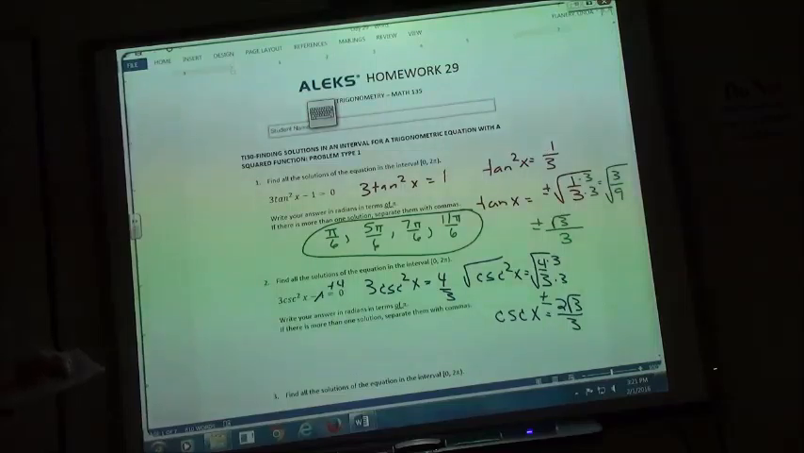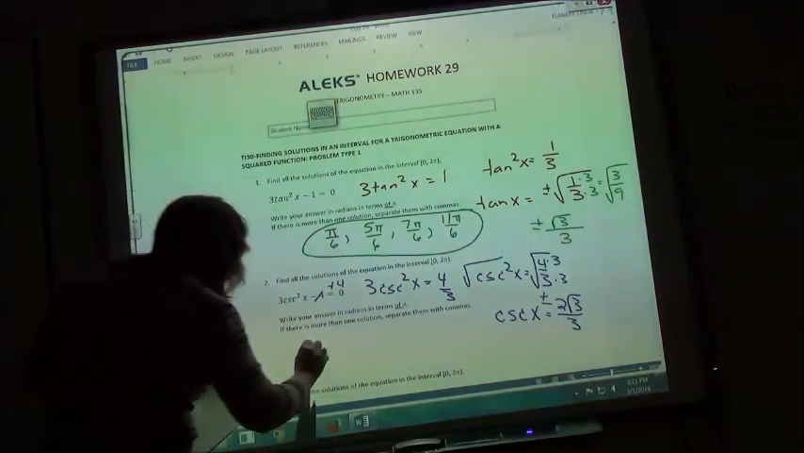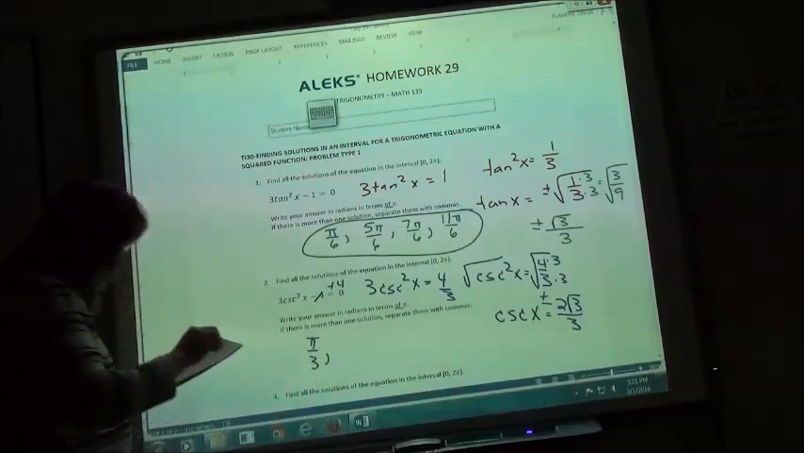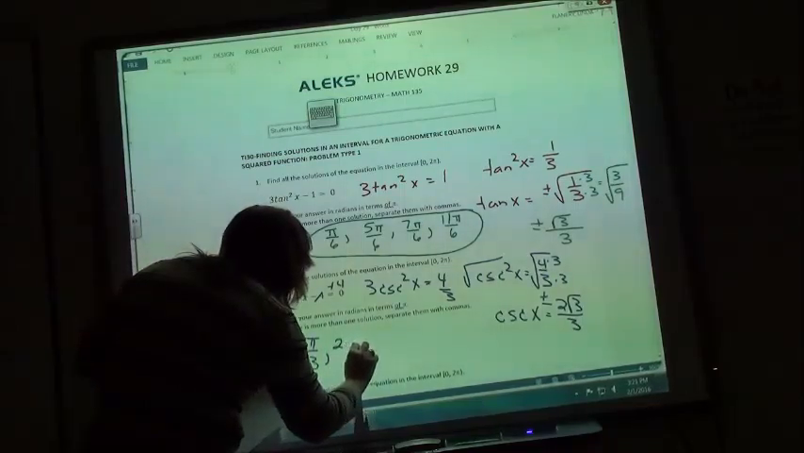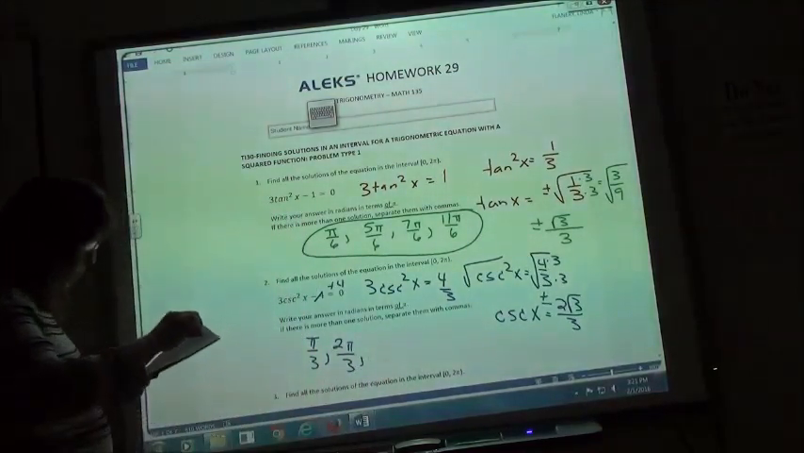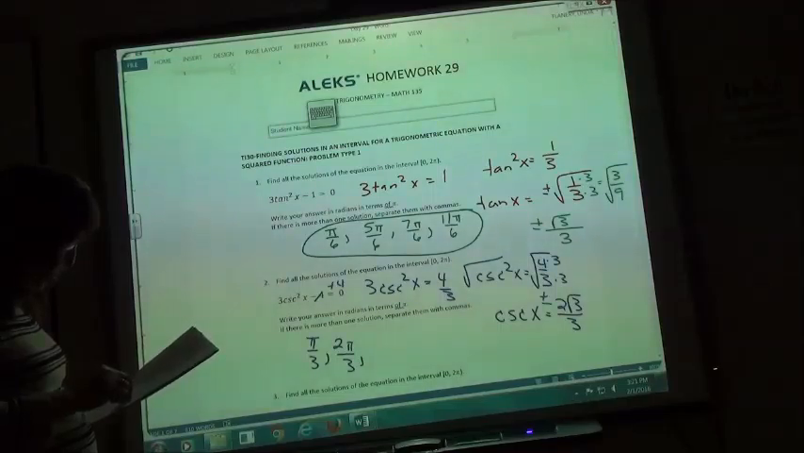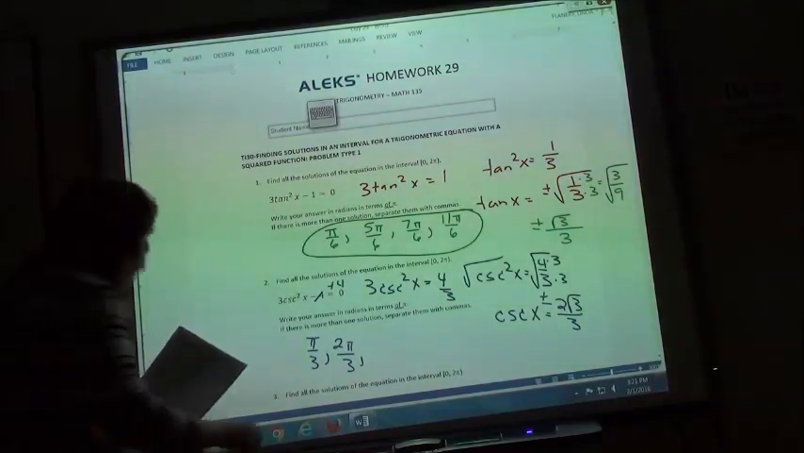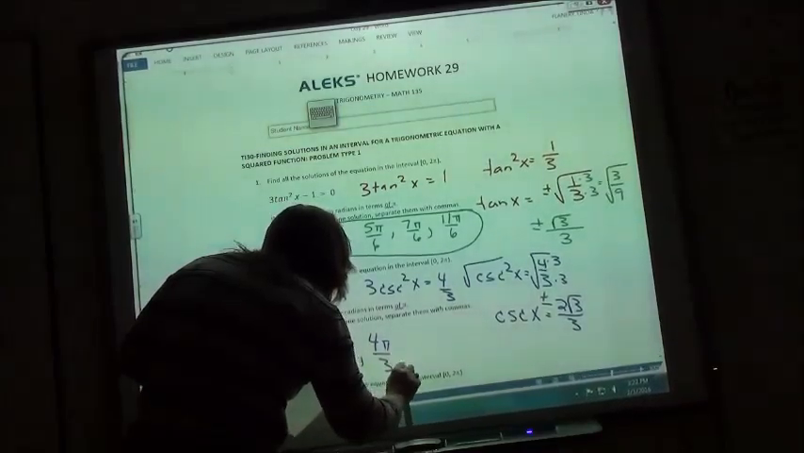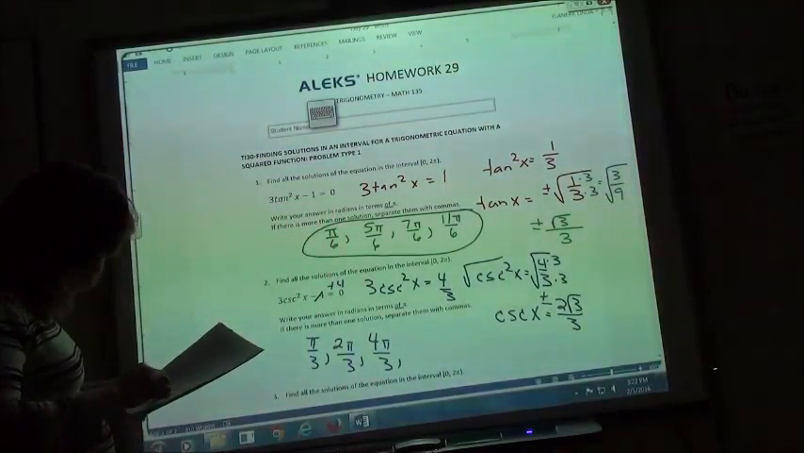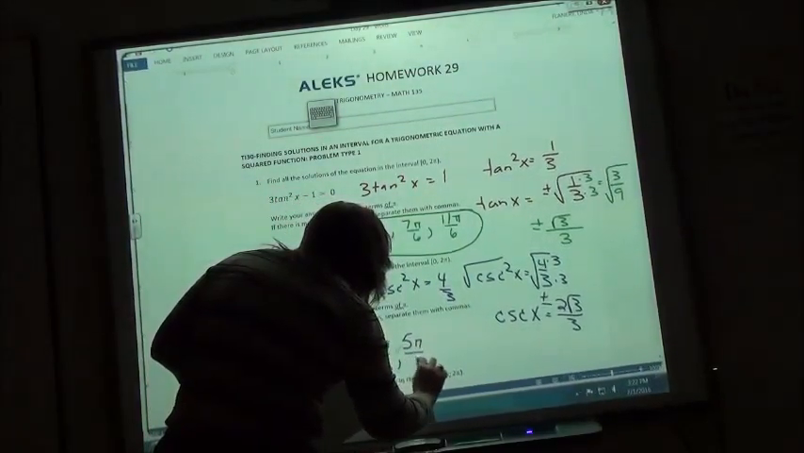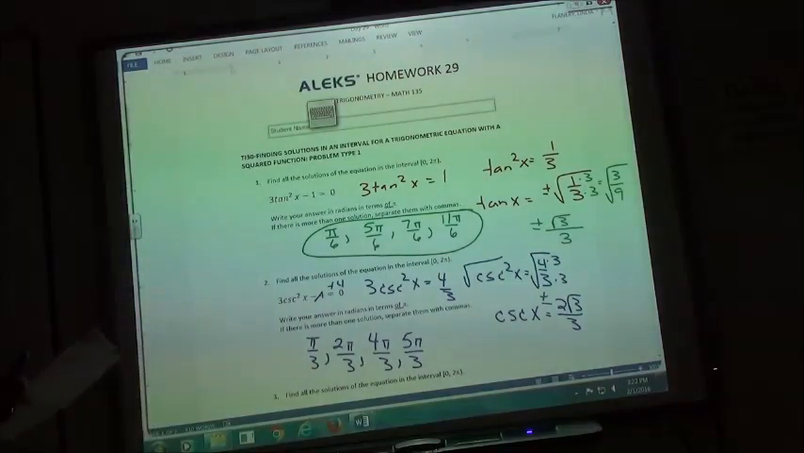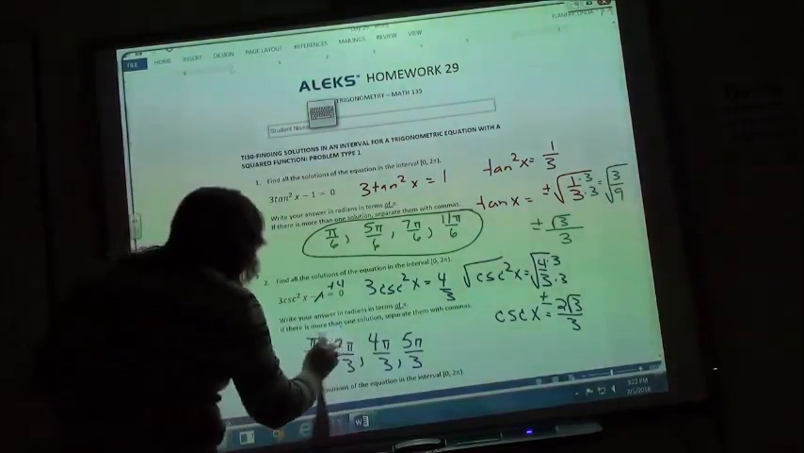Under my cosecant column, 2 square root of 3 over 3 is at pi over 3. Under my cosecant column, I also have 2 pi over 3. Then I have a negative 2 square root of 3 over 3 at 4 pi over 3. And if I look under my cosecant column, negative 2 square root of 3 over 3 is at 5 pi over 3. So I have pi over 3, 2 pi over 3, 4 pi over 3, and 5 pi over 3 for my 4 answers.